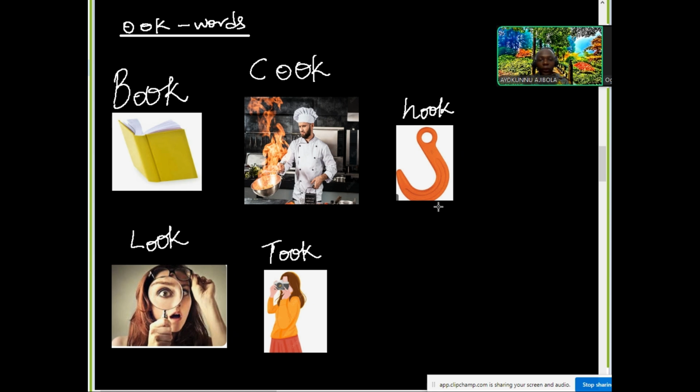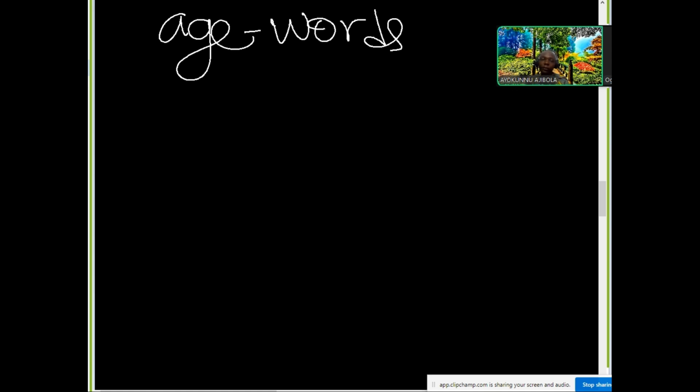Now the next one. Okay, we're going to look at another type, okay? Is that clear? All right. So let's look at another kind of word, the age word, okay? What do I call it? Age words. For the age word, we can talk about the age of people, okay?